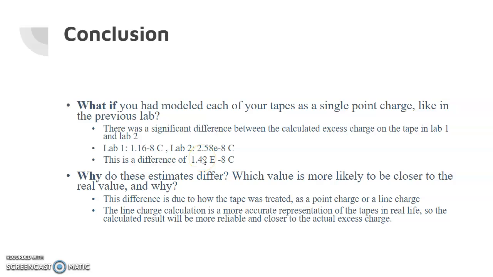Why do these estimates differ? I sound like a broken record, but it's because of how the tape was treated. It could be treated as a point charge or a line charge, but they will give you different answers because they're calculated in different ways. But this one would be more realistic, calculating as a line charge, because the result is more accurate for tape in real life, since it would act as a line charge.